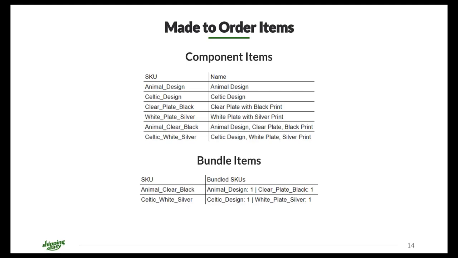It can help me see what component items I may need to reorder or what component items I don't need to reorder if they're not selling as well as the others. And then what color combinations go together. So in this case, I would have an animal design or a Celtic design, and then different color plates that they can go on with different color inks. And so this would help me track the ink, the color of the plate, and the design as well. So I can just really hone in on what my customers are wanting.